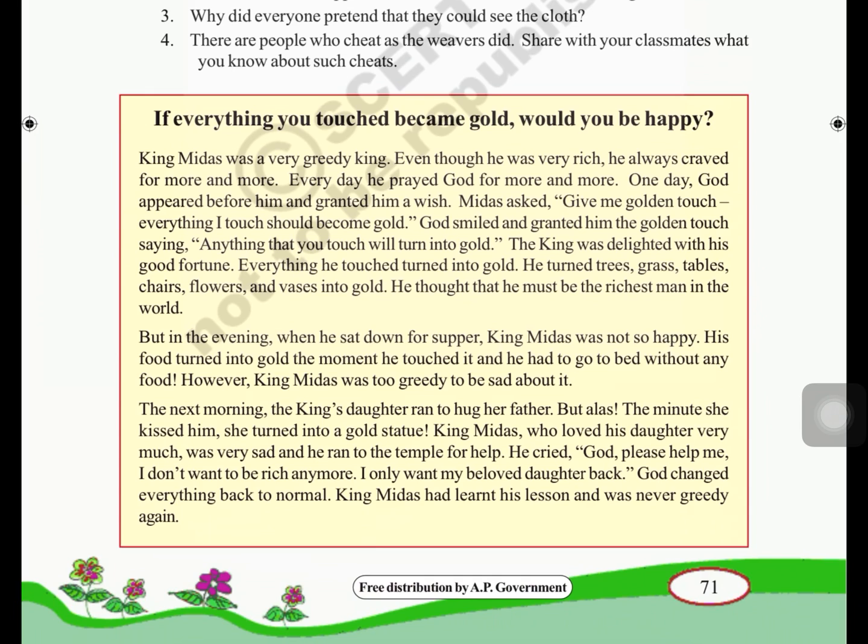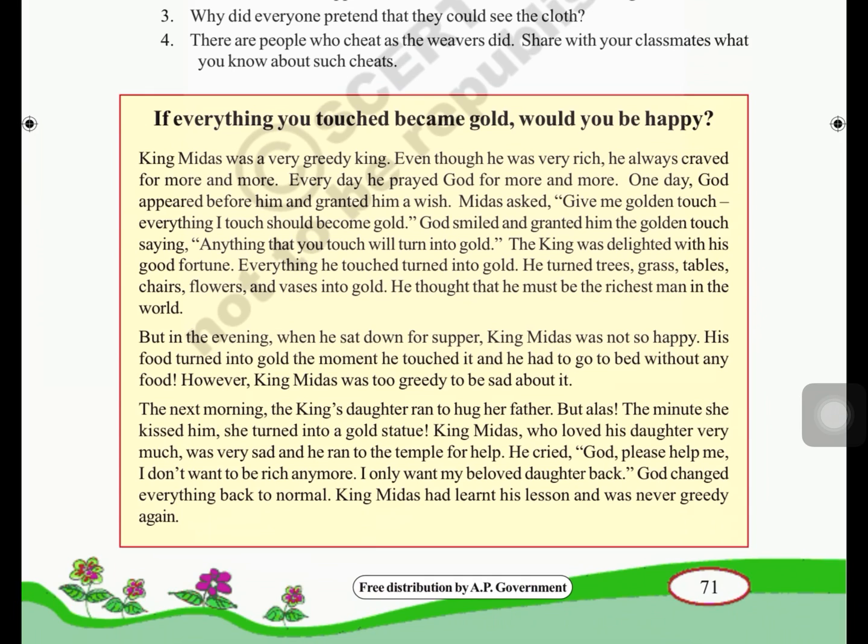The king was delighted with his good fortune. I am so very lucky. So God has given me a wish also. Everything he touched turned into gold. He turned trees, grass, tables, chairs, flowers, and vases into gold. Whatever he touches, it turns into gold. He thought that he must be the richest man in the world. So he was unable to understand the reality. So what did he think? I'll be the richest man in the world.